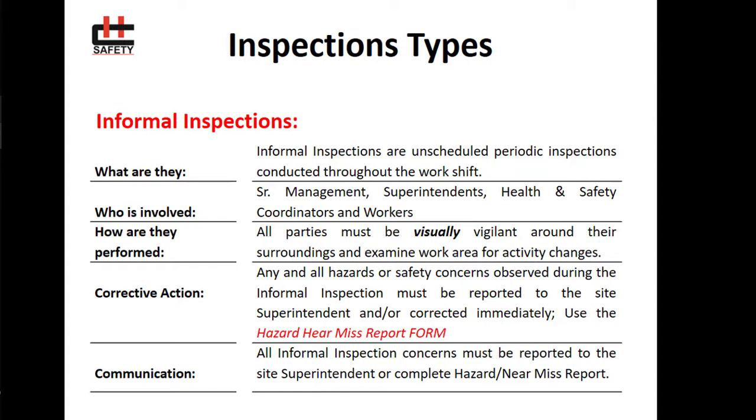Corrective action. Any and all hazards or safety concerns observed during the informal inspection must be reported to the site superintendent and/or corrected immediately using the hazard near miss report forms. Communication. All informal inspection concerns must be reported to the site superintendent or completed on a hazard near miss report form.